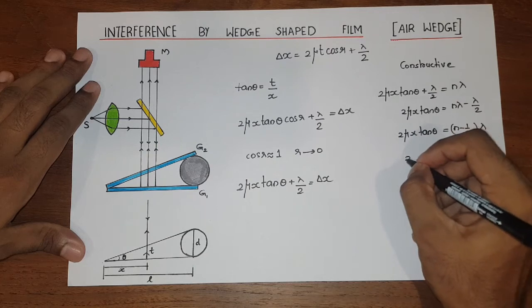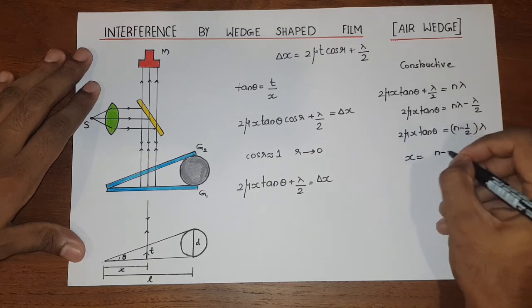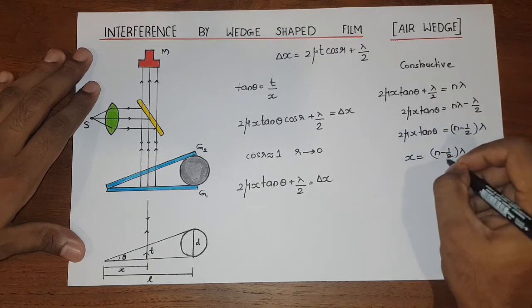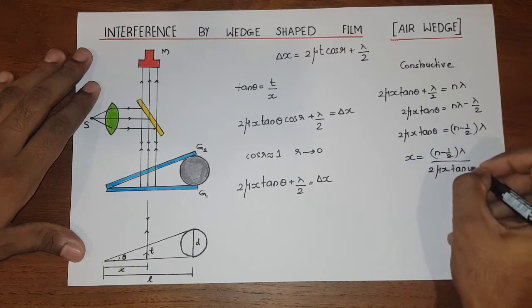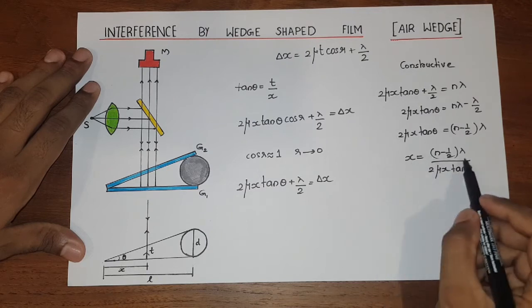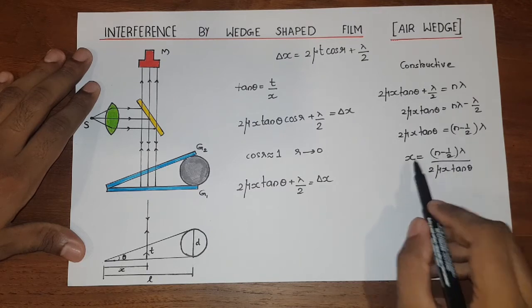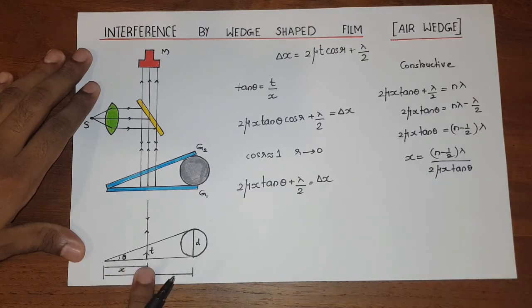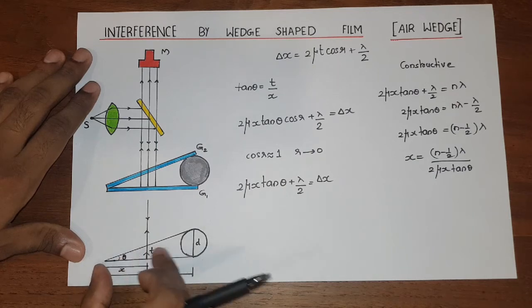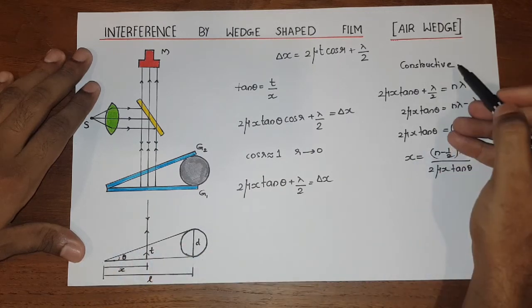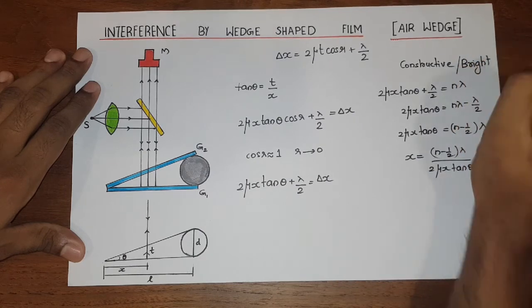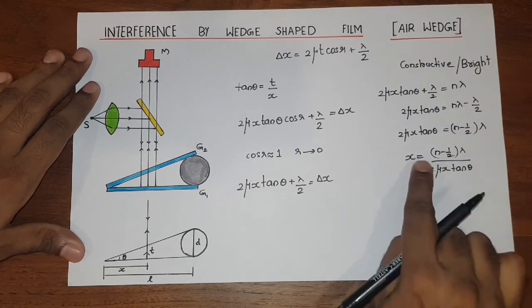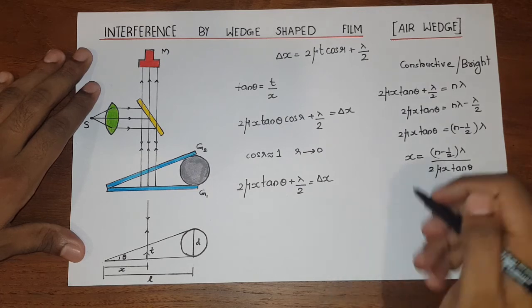Or we can even say that x equals n minus half, lambda by 2 mu tan theta, and whenever x satisfies this condition, at those positions of x, we will get a constructive interference or a bright band. And what about destructive?